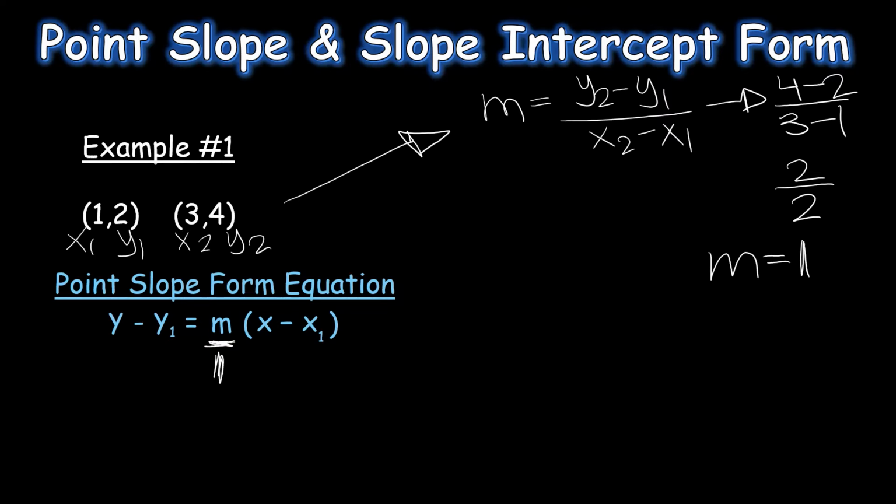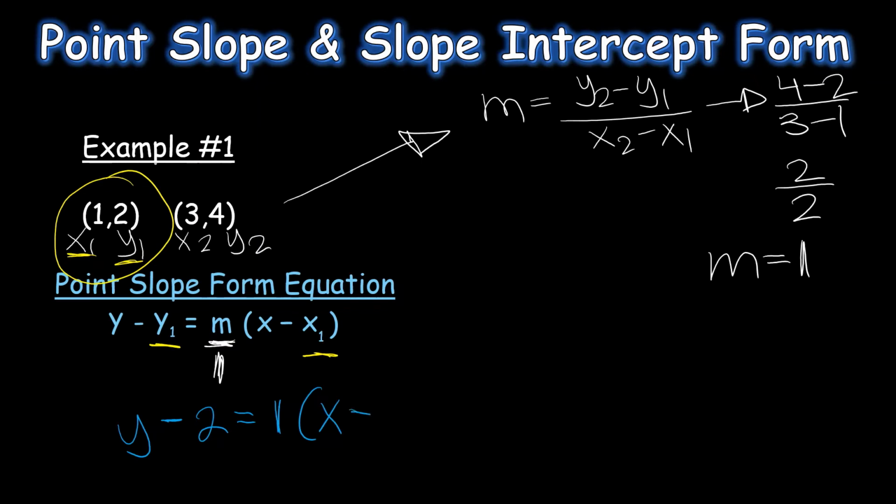So now all we have to do is plug in our values for y1 and x1, and we can use these points right here. As you can see, they are x1 and y1. So our point-slope form equation will be y minus 2 equals 1 times x minus 1. And there you have it. This is our point-slope form equation.